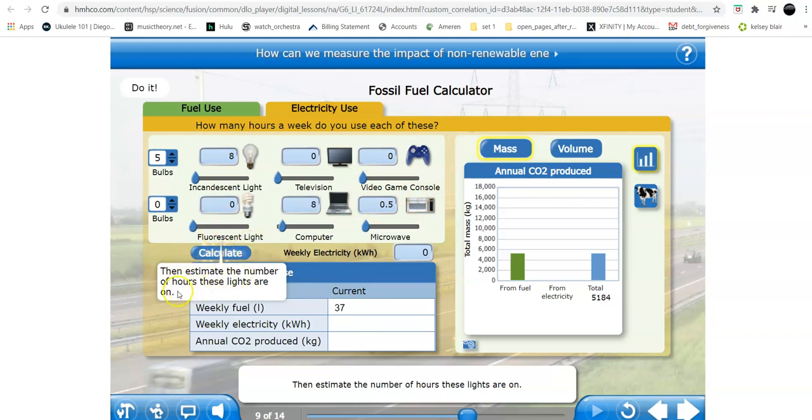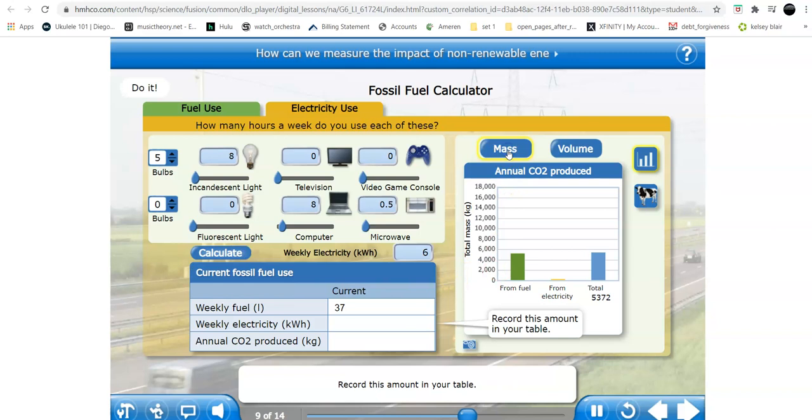All right, then estimate the number of hours these lights are on. Done. What do I do next? Oh, if I click next, what do I do? I think I want to click calculate. But yes. Record this amount in your table. Okay. 6. Okay, great. Good.